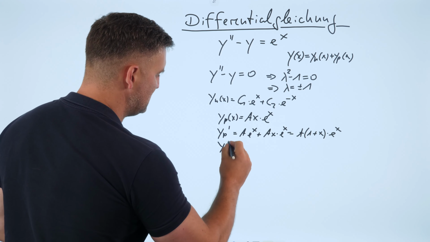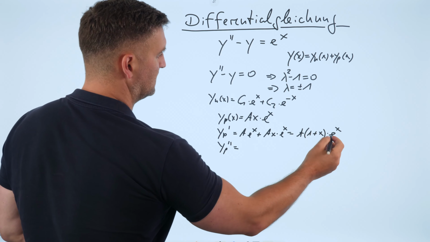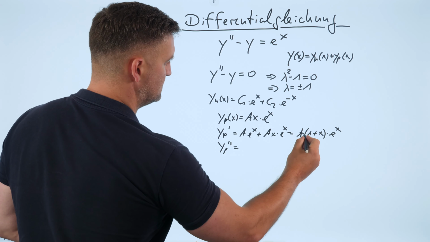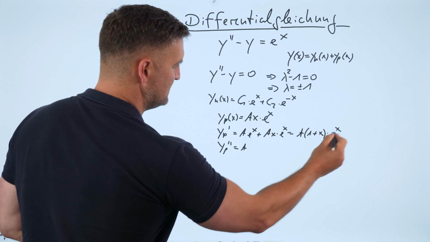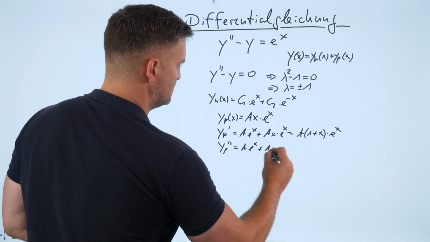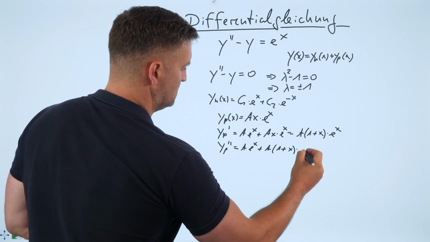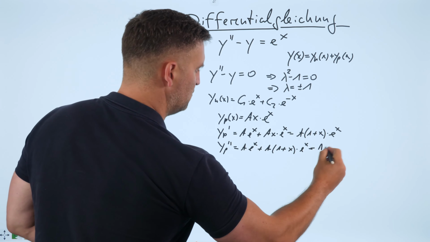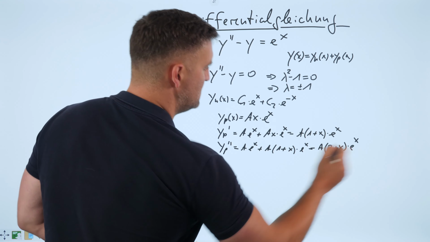So yp double prime is then, now we take this expression again, u and v. U prime, the whole package derived here would be a, the derivative of x is 1, times e to the power of x, plus the whole thing carried over, 1 plus x times v prime e to the power of x. We can write that down now, again factoring out a, and then 1 plus 1 is 2 plus x times e to the power of x.